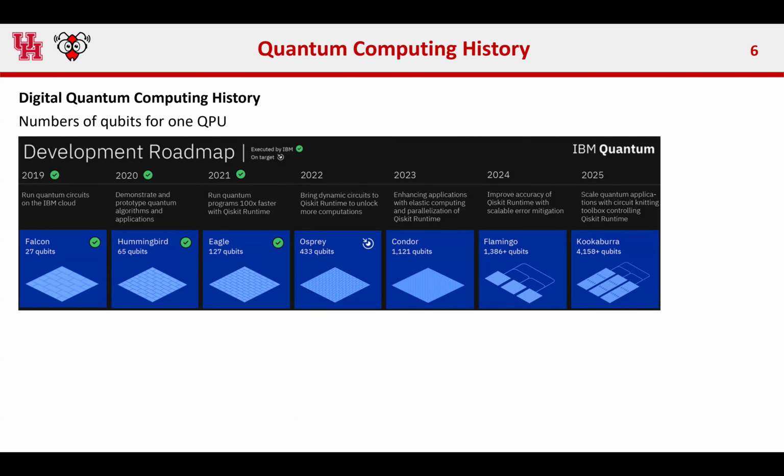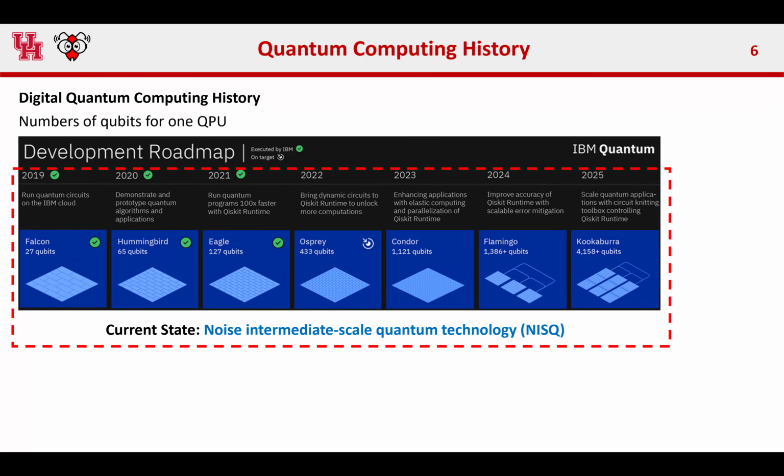So here is a map that shows the number of qubits for one QPU. We can see that in 2019, for one QPU, there were only 27 qubits. But for 2025, we can see it has extended to about 4,000 qubits. The researchers call this current state the noisy intermediate-scale quantum technology, the NISQ state. But we can see one of the challenges is that it has limited qubits per QPU. Although now it has 4,000 qubits for one QPU, it's still far less than classical computers with millions of bits.